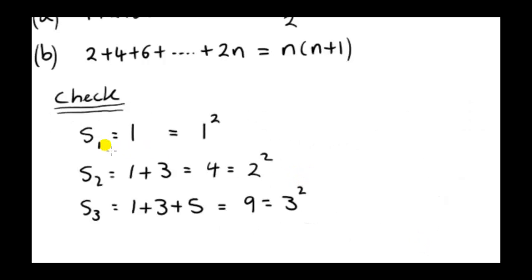Now here are some examples as a check. S1 stands for the sum of just the first odd number, which is 1, and that is indeed 1 squared. So the rule that we should get is n squared. The sum of the first two odd numbers should be 2 squared, and that's, as you can see, correct. The sum of the first three odd numbers should be 3 squared, and so on.